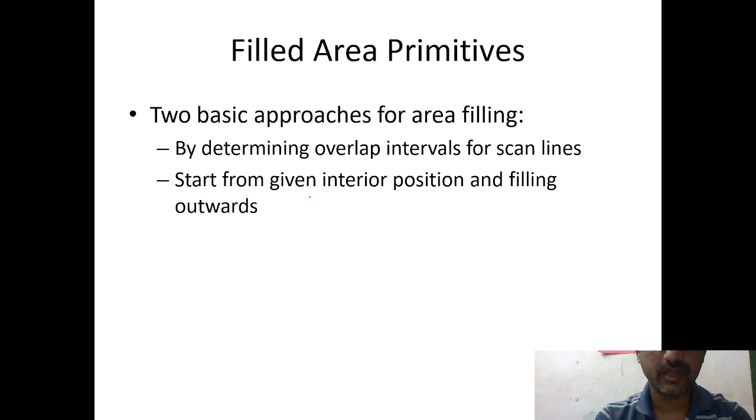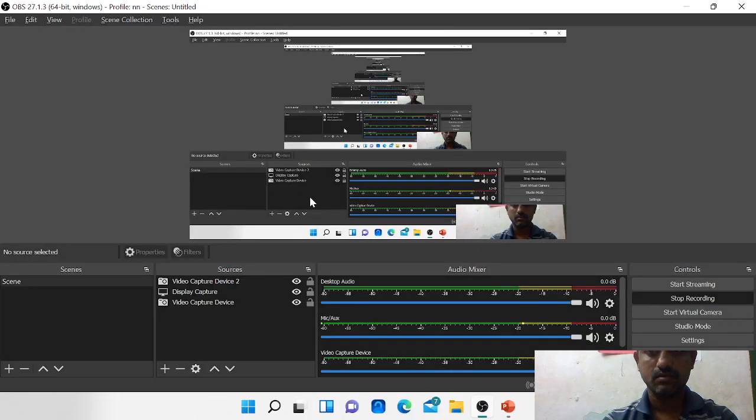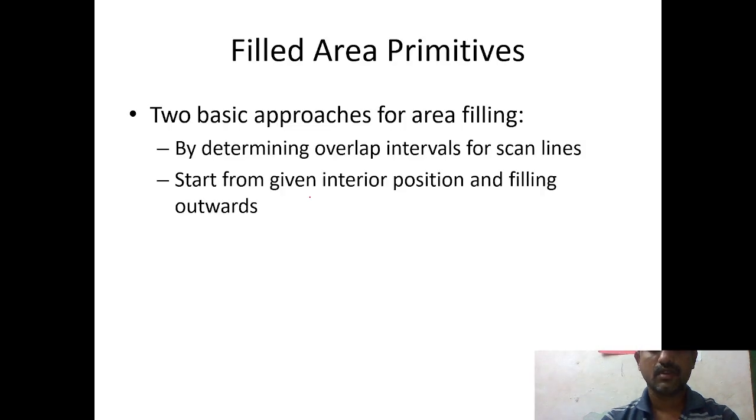Next, filled area primitives. See, there are two basic approaches for area filling. First one is by determining overlap intervals for scan lines, and second one is to start from a given interior position and fill outwards. These are the two main basic approaches for area filling.